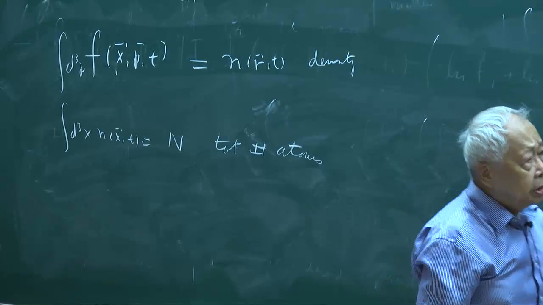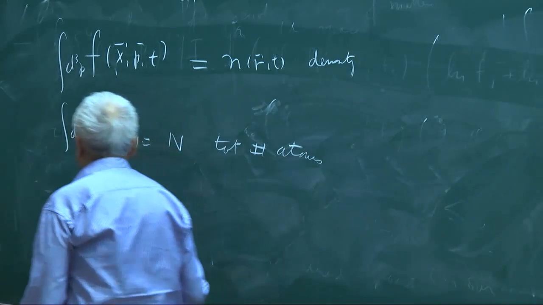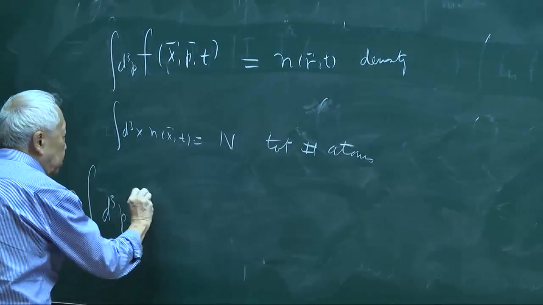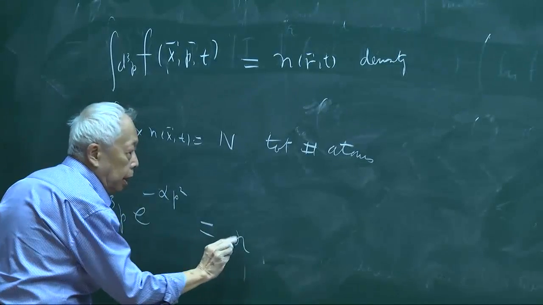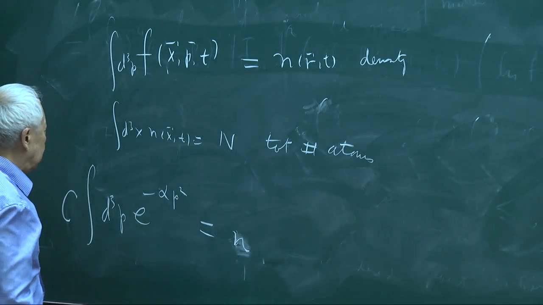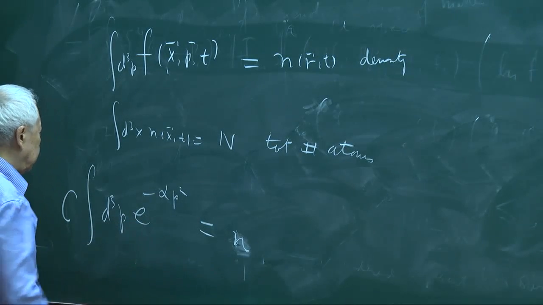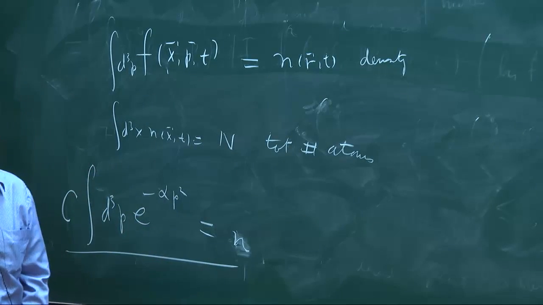So now I can find C by doing the integral. Therefore, integral C d3p e to the minus alpha p squared must be equal to N. And N is a constant because it's equilibrium. There's no time dependence. Therefore, I can express C in terms of alpha and N. So let's do this integral. That's a Gaussian integral, and you can do that.